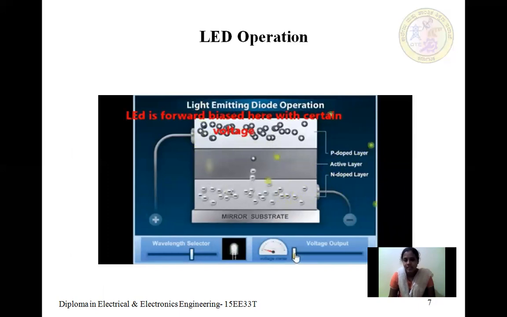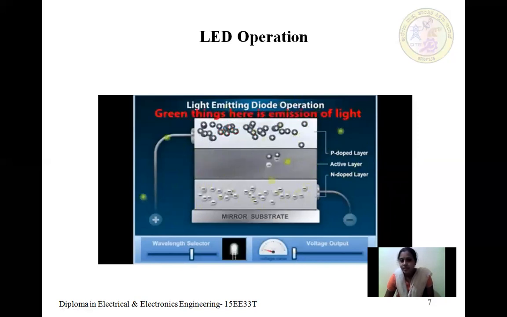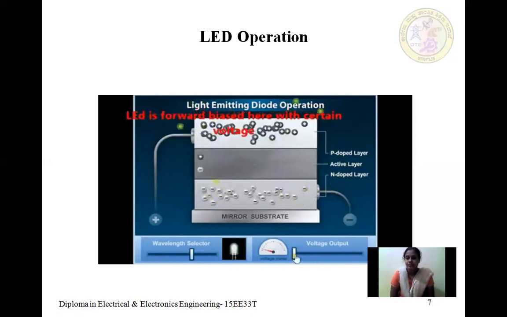biased, electrons from the N side will move towards the P type, which is having the holes. When these two recombine, you can see here, you will get light. The green color indicates the light emitting here. When these two get diffused here, the light will be emitted. So this is the operation of an LED.